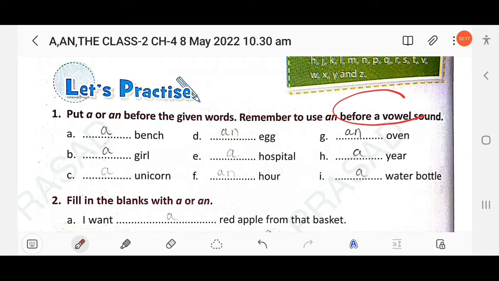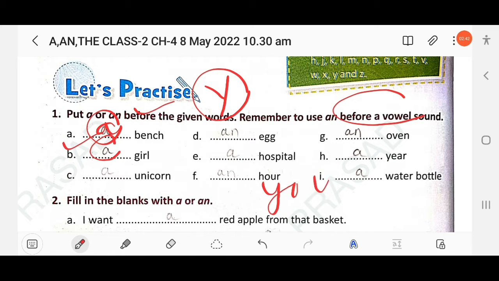Here: dash bench, a bench. The next: dash girl, a girl. The next: dash unicorn, u. Here u is not a vowel sound. A unicorn. Don't write an unicorn. A university, not an university. Here u, unicorn, that means u sounds like a consonant. So you have to use a.